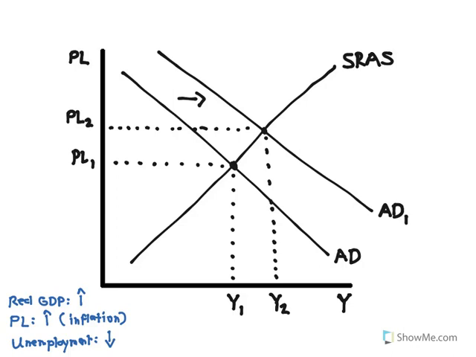So I would encourage you to do as many examples, as many practice problems as you can, modeling this stuff. You might even try a double shift and say, okay, I'm going to move AD to the right, and then I'm going to move SRAS to the left and see what happens. The one thing I'll say about double shifts before we go is, just like with market supply and demand, one variable will be indeterminate. So in other words, either price level or real GDP, and then the other one will change. So it works just like it would with a double shift in market supply and demand.